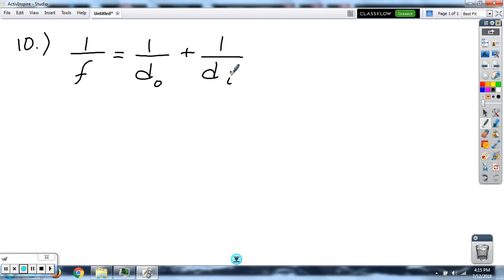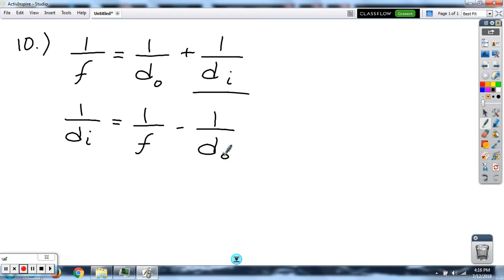So the first thing you need to do is to get this term by itself. So I would subtract this term from both sides. Okay. Now, the last step essentially is to get DI into the numerator.